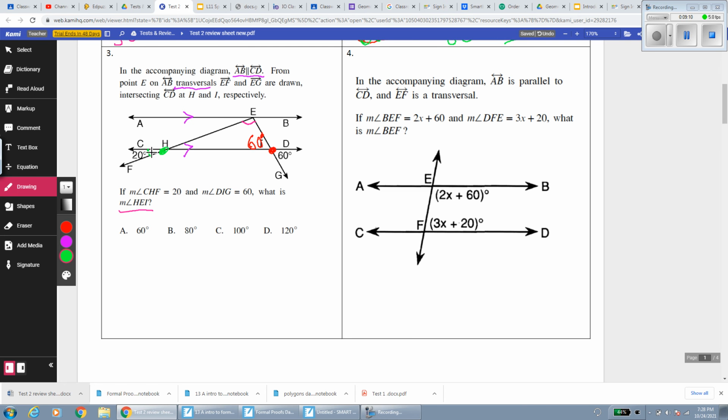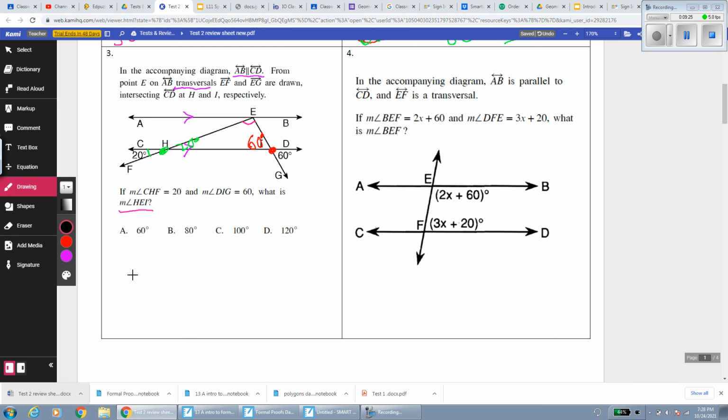It comes out of the same point and looks like it's across from angle EHD right over here. So once again, vertical angles are congruent. So I'm going to fill in 20 degrees. They are the same measurement. Vertical angles are always congruent to each other.